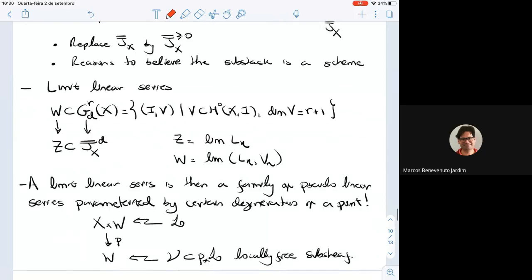Okay. So what's a limit linear series? It's a family of linear series, in a sense, parameterized by this L, which is a family of sheaves, and then this nu, which is just a locally free subsheaf of the push forward.